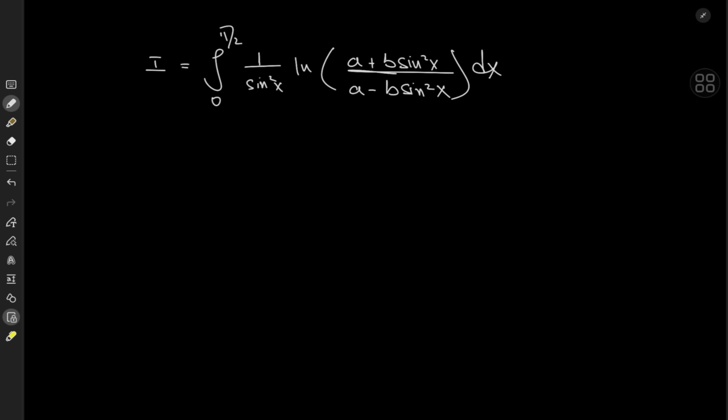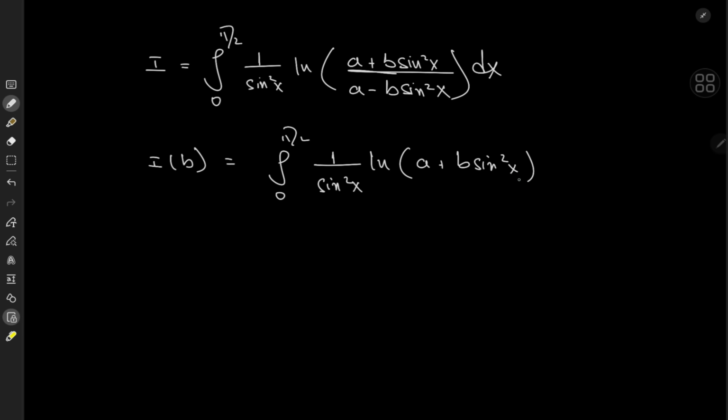We do have a couple of parameters, but why not just treat this as a function of one parameter and when needed, vary the other parameter. So I'll define the integral function I of b as the integral from 0 to pi over 2 of 1 over sine squared x times the logarithm of a plus b sine squared x dx.